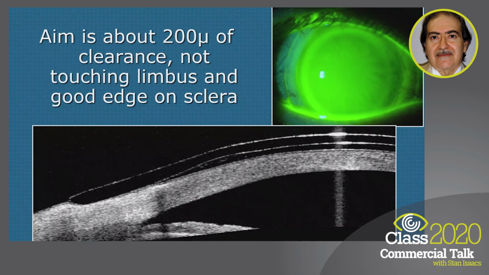And after you've done this and you do OCT on the front surface, you will find you have a very nice edge, you have very nice clearance centrally and on the edge, and that's your corneal scleral junction. Touch is only about 2 millimeters down, and you have a very nice edge lift with nothing pinching onto the cornea.